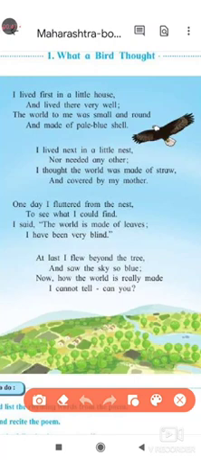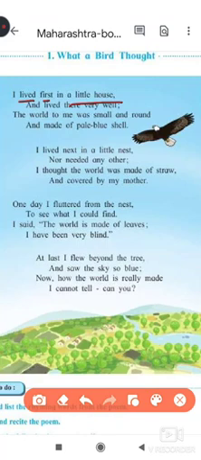I lived first in a little house. A little house, the poet expresses, means an egg which is laid by the bird. And here in this poem, the poet expresses the view of that little bird who gets birth in the nest and experiences the world step by step.